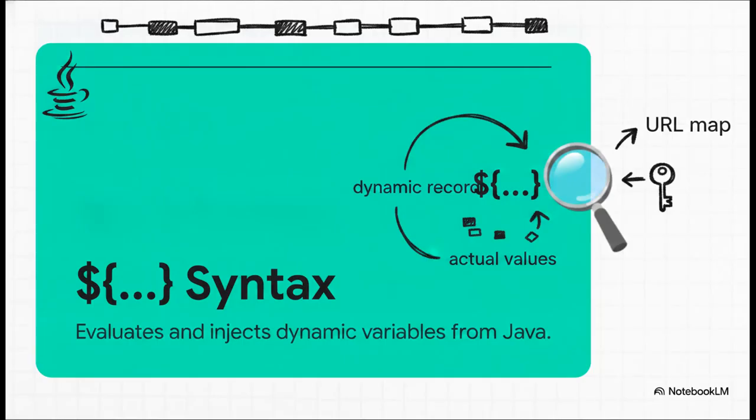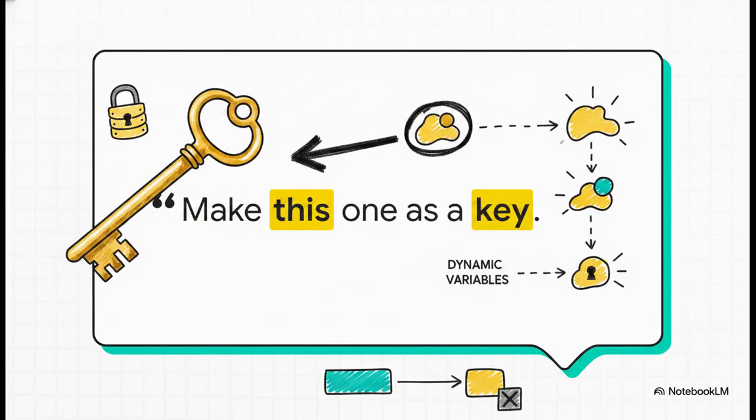To pass a dynamic record, say a specific user ID, into our path, we need a brand new piece of syntax. Notice how this differs from our link container. This is the $ and curly braces. In the Thymeleaf engine, the $ means variable extraction. It evaluates whatever is inside those braces and literally injects its actual value from the Java backend directly into the HTML page. So the crucial point here is captured beautifully in this quote from the source session. Make this one as a key. When we map our ID parameter, we are treating that dynamic variable as the absolute unique identifier. It is literally the key that unlocks the specific record in our database.